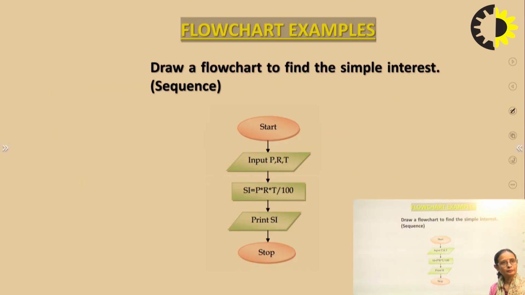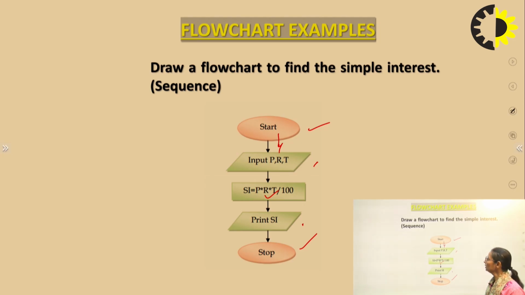So let's start with a few examples. This is the very first example, where we are drawing a flowchart to find the simple interest. We are using this symbol for start and stop. Then we need to input and display the number, so here we have used the parallelogram, and the computation part we show with the help of a rectangle. So we start, then input the principal, rate and time, put these into the SI formula, and then display the result of SI.